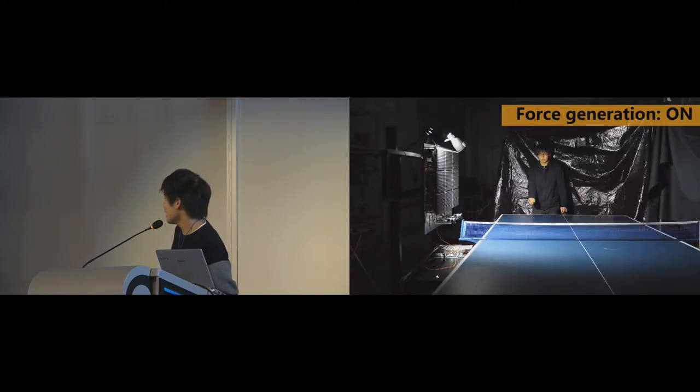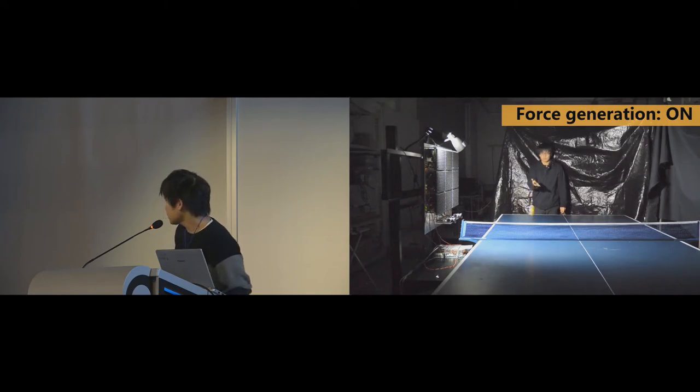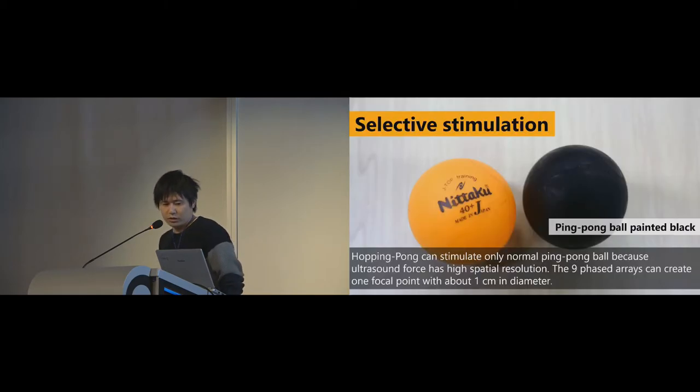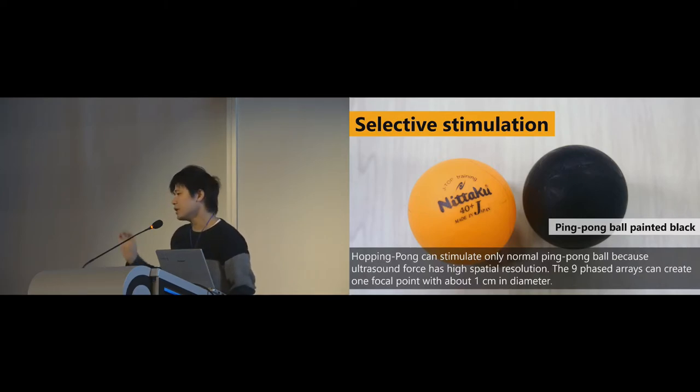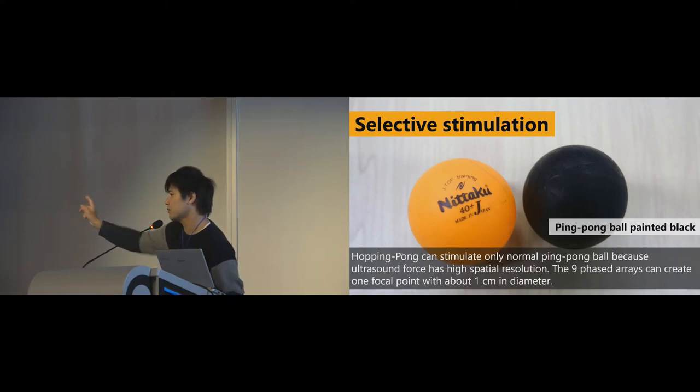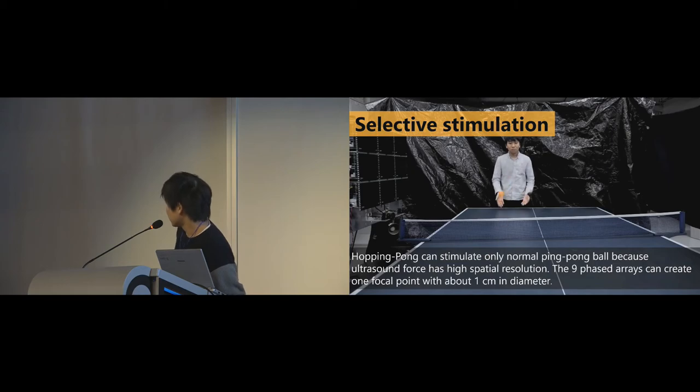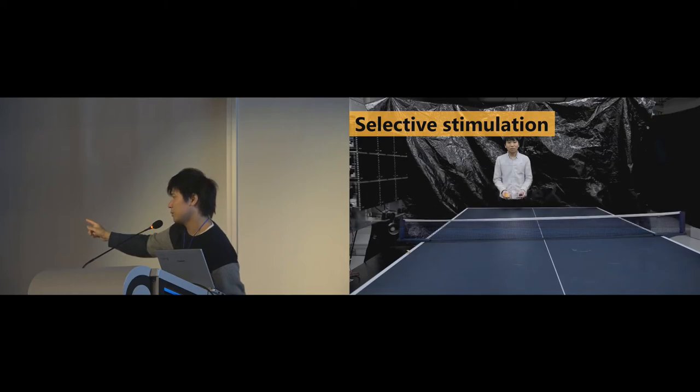Now I show you again the actual motion of Hopping-Pong. Hopping-Pong can change the trajectory of a ping-pong ball by using non-contact ultrasound force. Now this video shows selective stimulation. Hopping-Pong can stimulate only the normal, orange ping-pong ball, because the ultrasound focal point is very small, about 1 centimeter. Please look at this video. Only the orange normal ping-pong ball is moved.